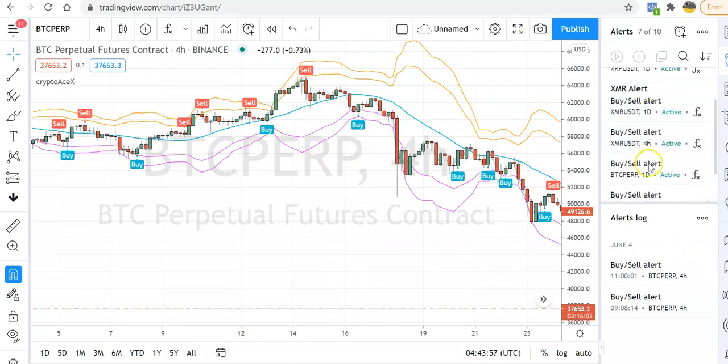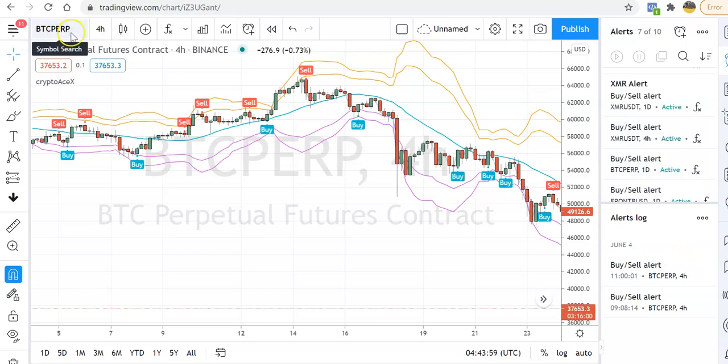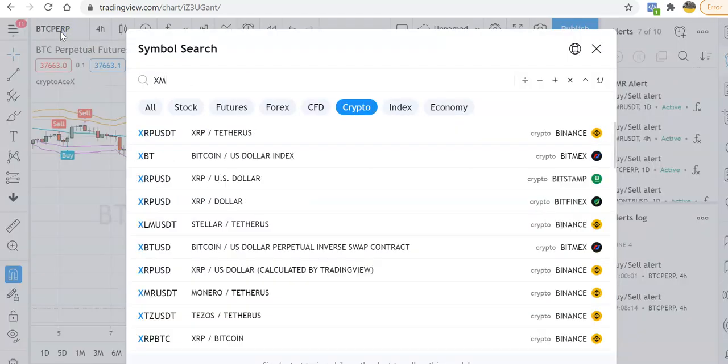Another one that I'm looking at the minute is Monero. We'll have a look at Monero here.